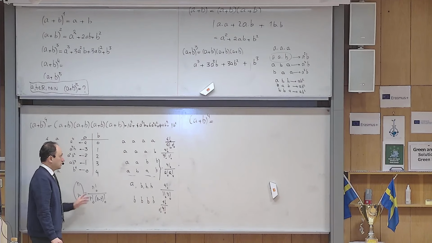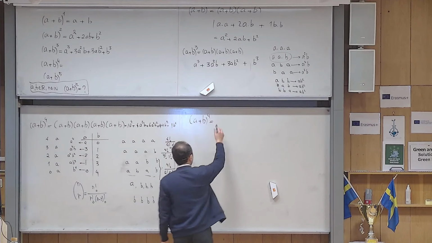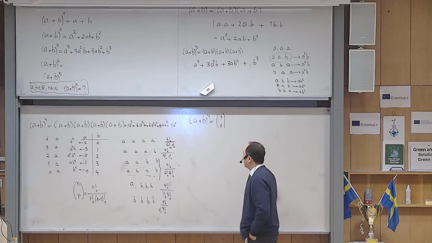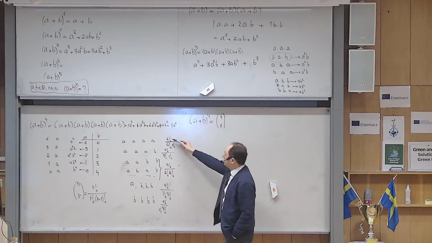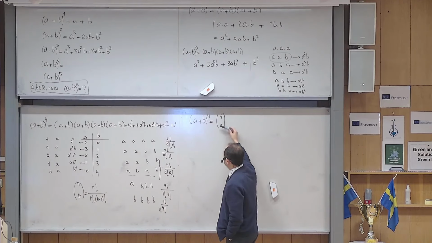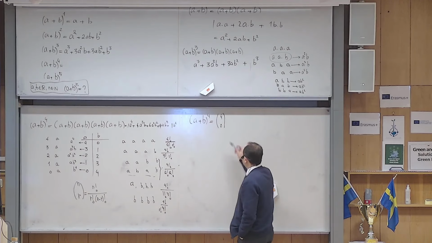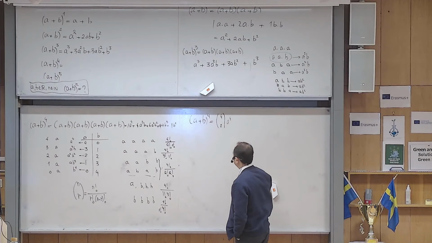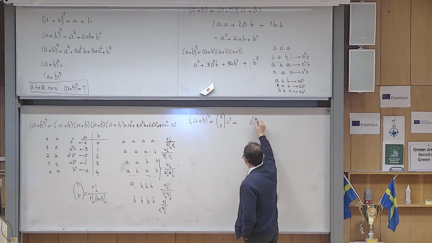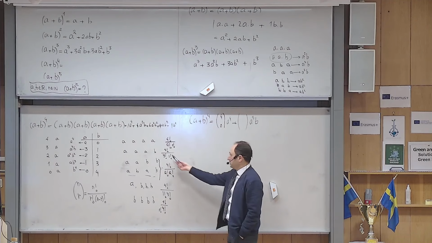So, what is the first one? The first one is 4 choose 0. Do you agree? Because it becomes 4 factorial over 0 factorial times the difference between them, 4 factorial. And that is a to the power of 4. The next one is of course a to the power of 3, b. But what is the coefficient? The coefficient is on the board.